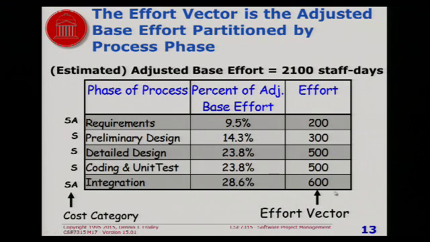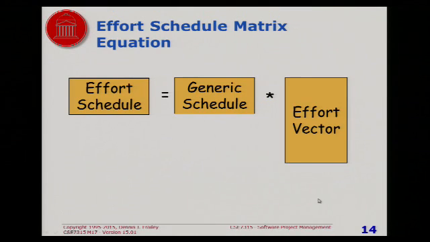This effort vector is what we need to compute the effort schedule. And the way it works is very simple. You do a matrix multiply. Back in high school where you learned matrix math, this is where you use it. You take the generic schedule multiplied by the effort vector to produce the effort schedule.